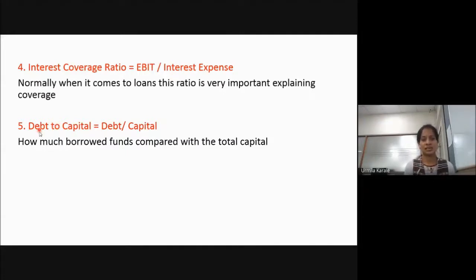Now the last is debt to capital. You can understand that we are trying to find out how much debt there is out of the total capital. So if this comes to, suppose, 70%, it means that out of total capital, if 70% is borrowed funds, then the remaining 30% is equity. So I hope you understood this ratio.